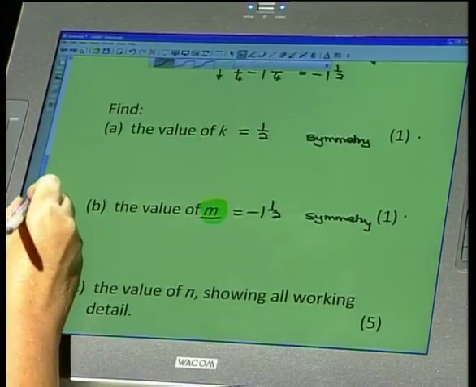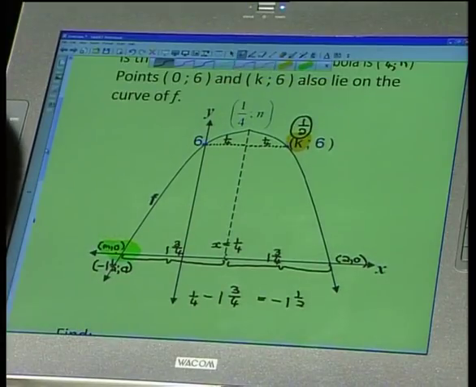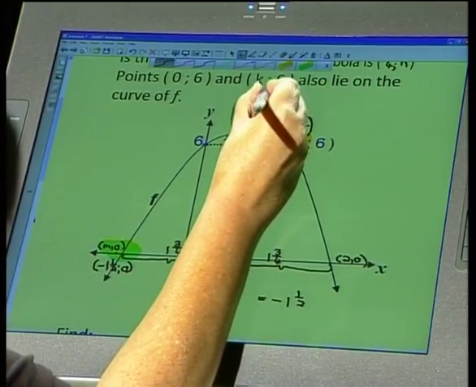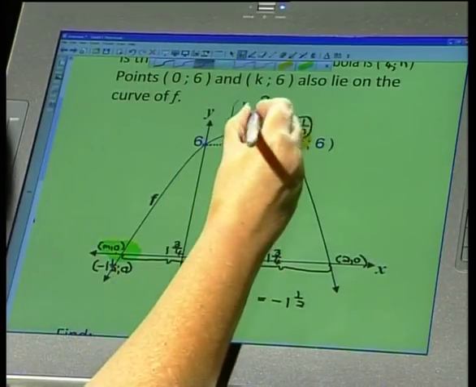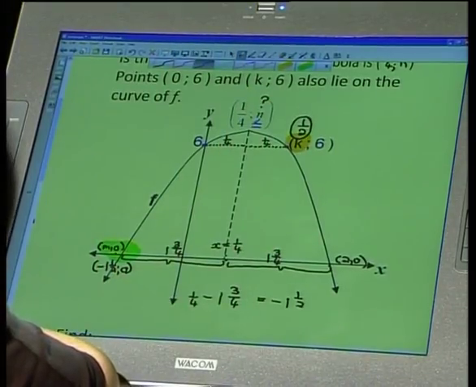Right, C says, find the value of n, show all working details. So let's go back here. Well, to get n, we need to know the y value of the turning point. Now, at the moment, we don't know the equation of this particular parabola, but we are in a position to actually do that, because all we need to be able to find the equation of a parabola is know the x-intercepts and one other point, or know the turning point and one other point. Now the turning point is where our missing element is, so we can't use that. But we certainly can use finding our equation given the two x-intercepts. So let's have a look at it.